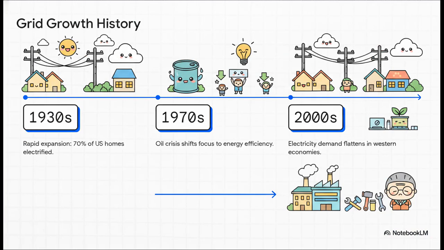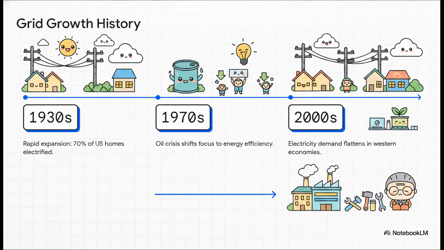Looking back at the historical timeline, we saw this nonstop explosive expansion in the early 20th century. By 1930, 70% of U.S. homes were electrified. But then the system dynamics kind of shifted. The oil crisis in the 1970s forced utilities to pivot from this "dig we must" mentality to "save a watt," pushing really heavily for energy efficiency. Add in a shift toward less manufacturing and a lot more office work in Western countries, and by the 2000s, electricity demand basically flatlined.